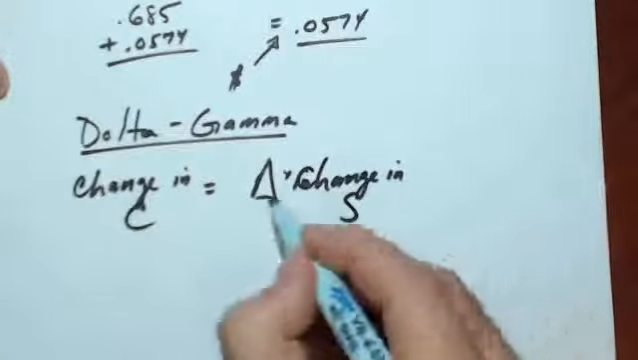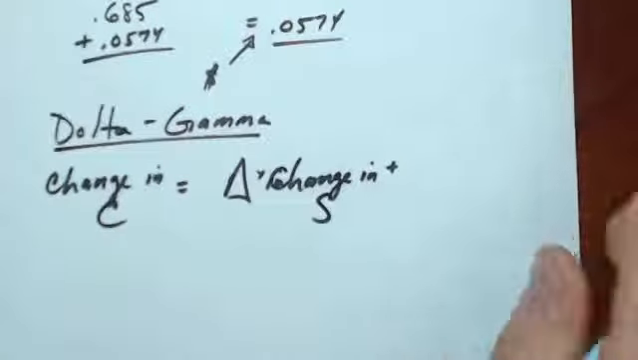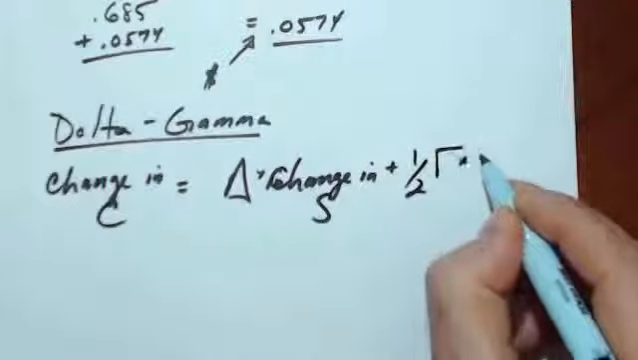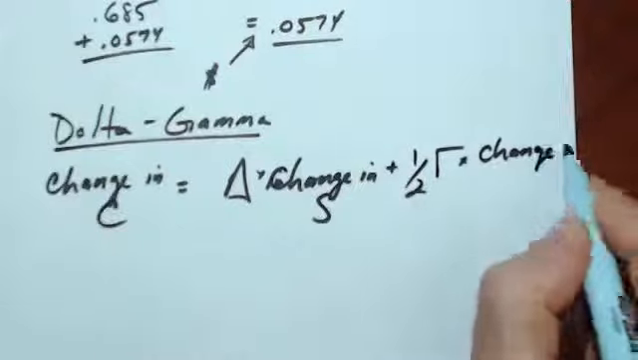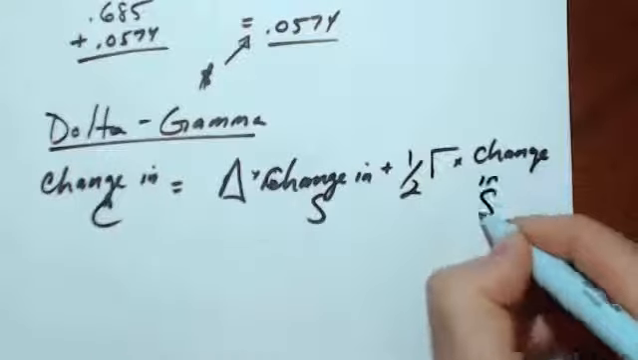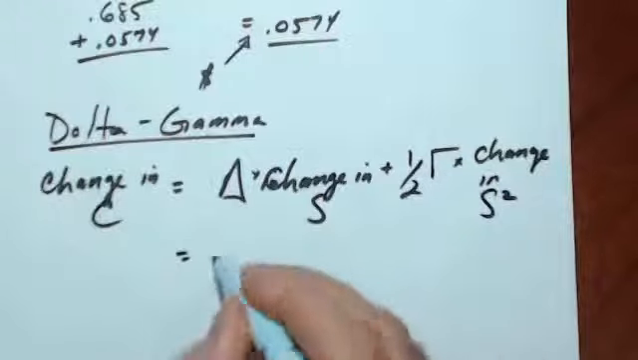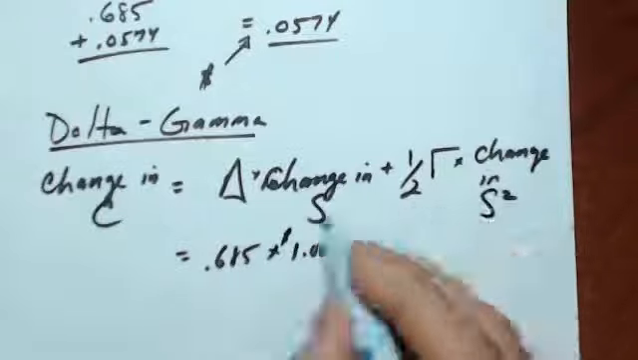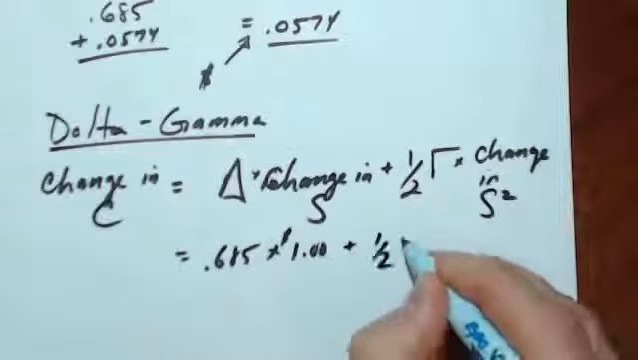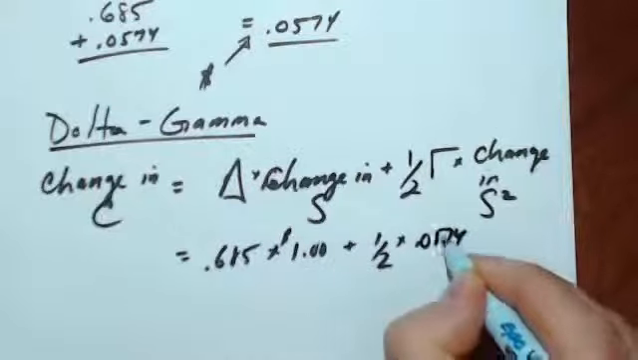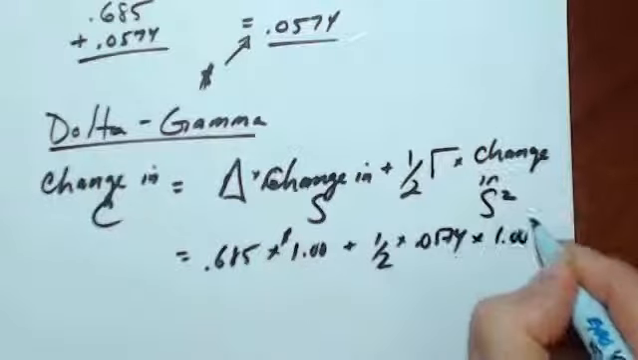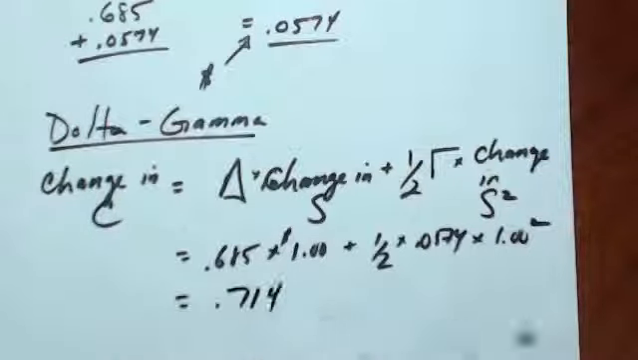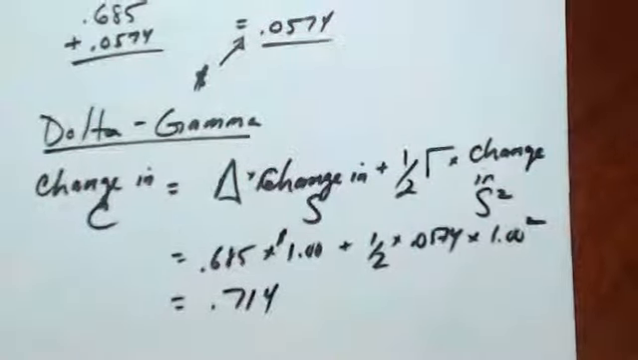Okay, so here's the delta effect. Now we want to measure the curvature effect, and the curvature is 1/2 gamma times the change in S squared. So this is the 0.685 times $1, 69 cents like we saw, plus 1/2 times 0.0574 times $1, because it's squared. This comes out to be a little over 71 cents.